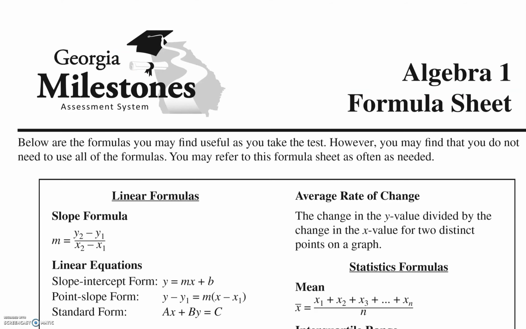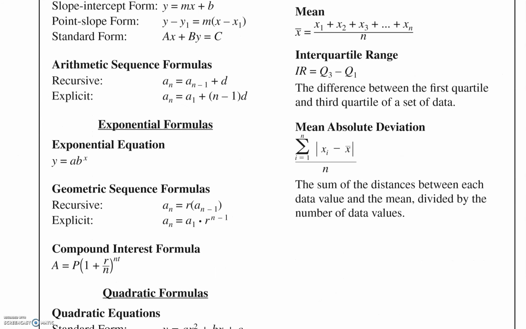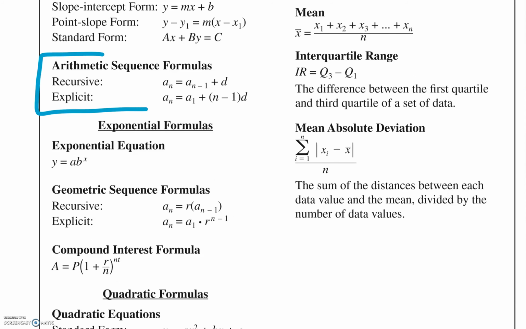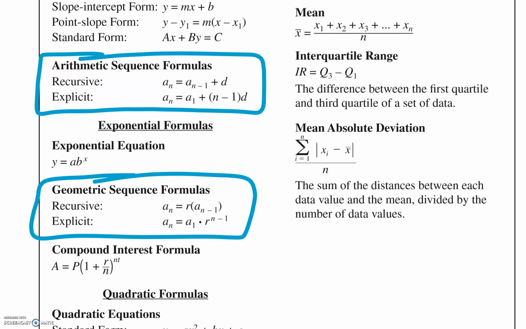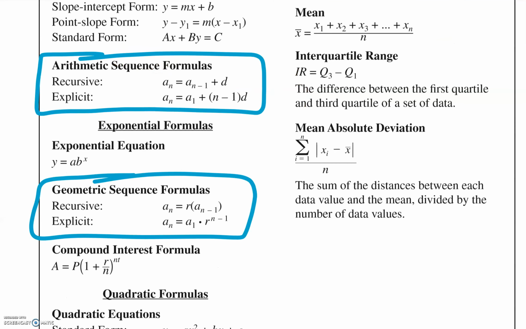And you're thinking to yourself, okay, I need to figure out where all these equations are. And I see that I have my arithmetic sequences are here and my geometric sequences are here. Make sure that you use the correct equation at the correct time. So this particular problem is an arithmetic and it asks for explicit. So my arithmetic explicit is right here.